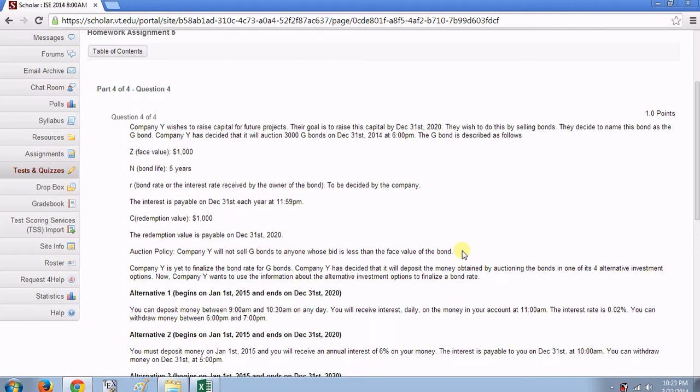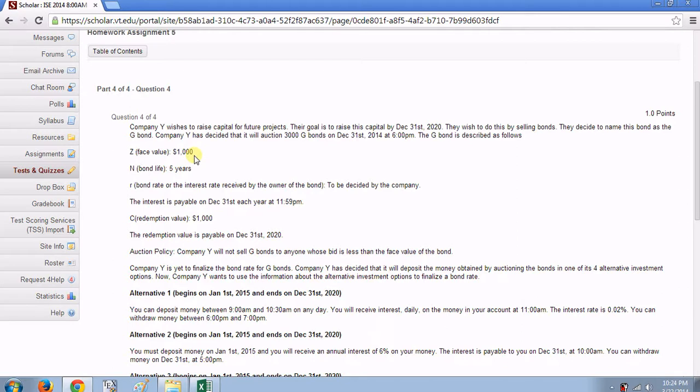Now here's my question to you. What does it cost for company Y to make these G bonds? Practically nothing. Most probably they have to print a piece of paper or just write out a PDF document, whatever it is. So we can assume the cost of creating these bonds is zero. Does company Y have to sell all 3,000 G bonds? They would like to, but they don't have to. But what is the rule they're going to follow? They're not going to sell any bond to anyone who bids less than the face value. So the idea here is they will receive at least $1,000 on each bond they sell. Definitely not less than that.